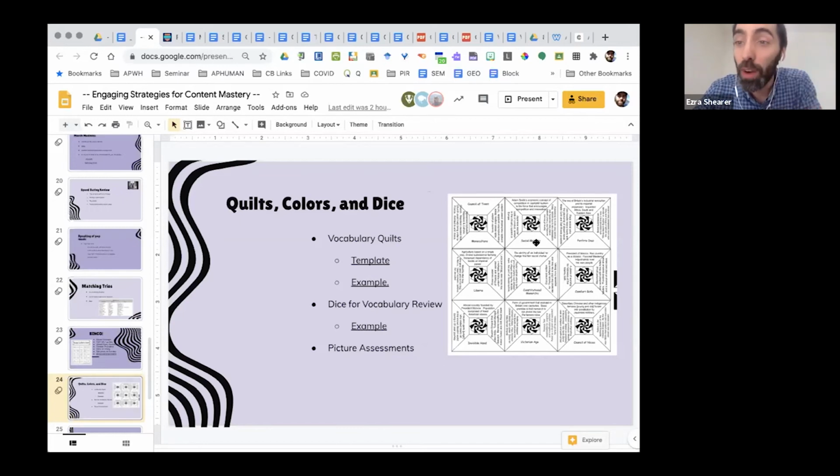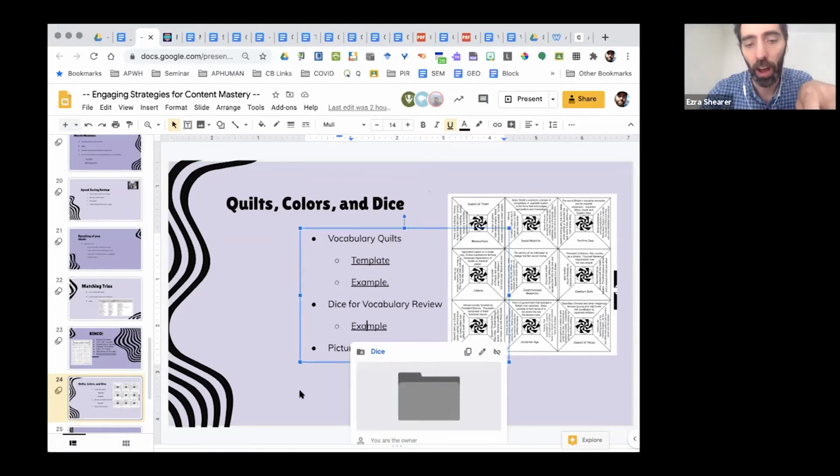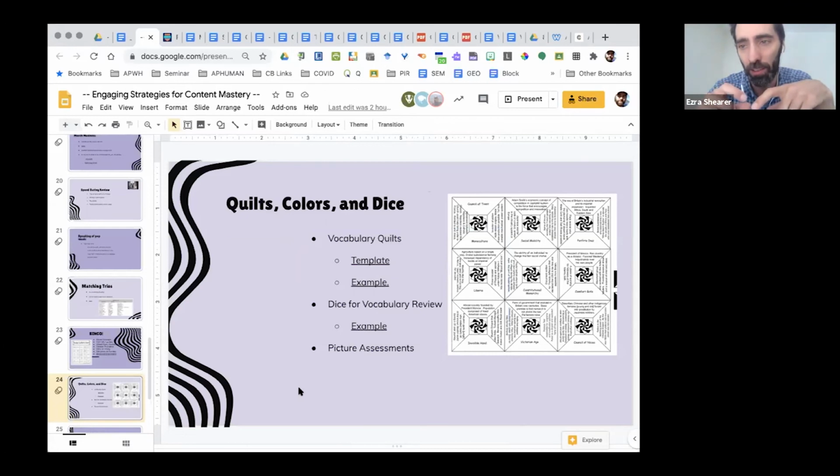So this is really hard to build. It takes a lot of time. There's a template there for you to build it yourself, but it's super fun, and it really requires a lot of decision making. In addition to that, you should have the kids build it themselves the first time you do it, and then the next year you can just use that instead. You can also build some dice. I gave an example of some dice that have a series of critical thinking questions on each of them. So with the dice, you can roll the dice, and it'll come up with a different question.